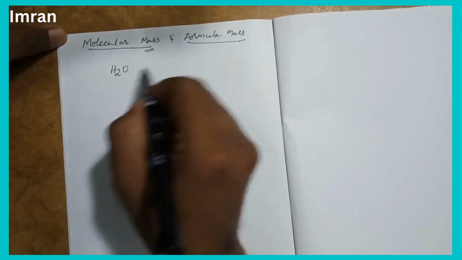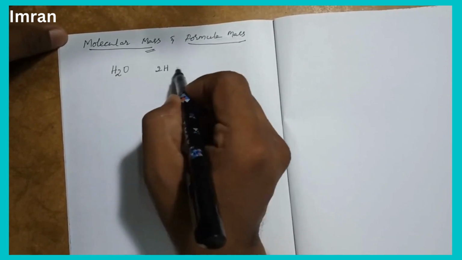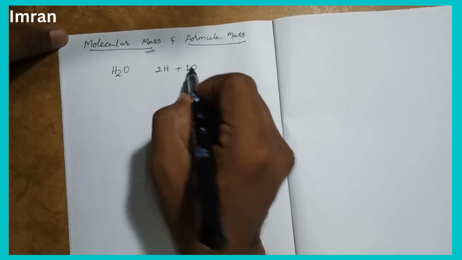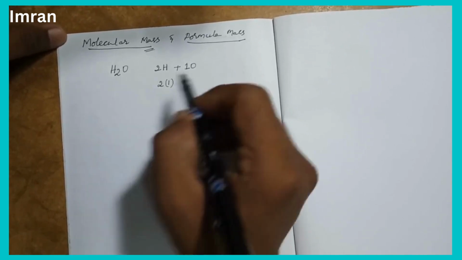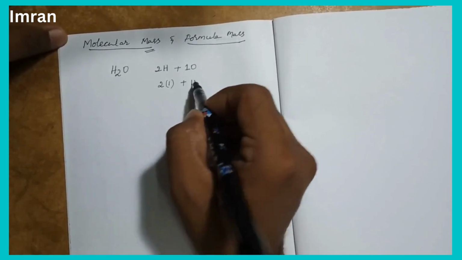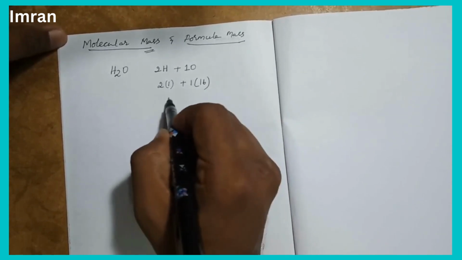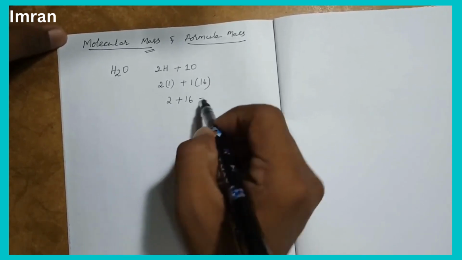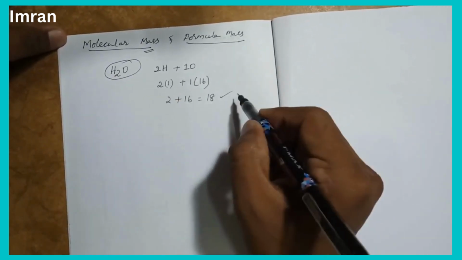For example, on a normal molecule, suppose H2O, we know that the number of hydrogens is 2 and the number of oxygens is 1. For one hydrogen atom the mass is 1 AMU, and for oxygen it is 16. So 1 into 2 plus 16, we get 18. So the molecular mass of water is 18.